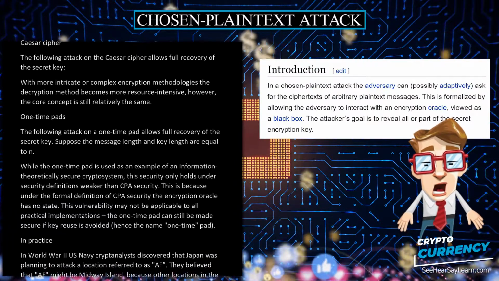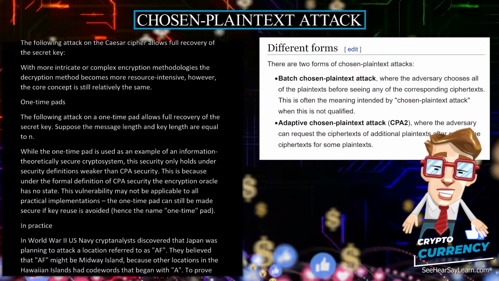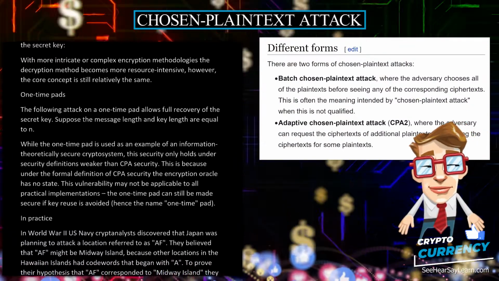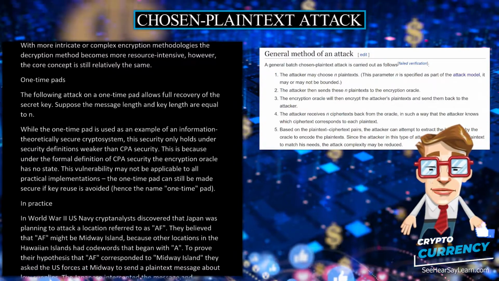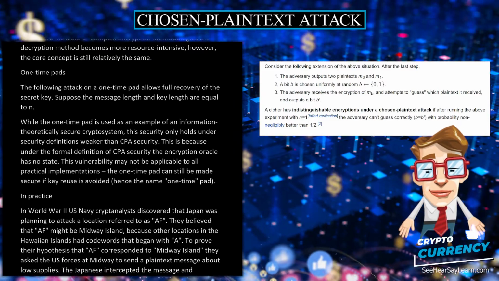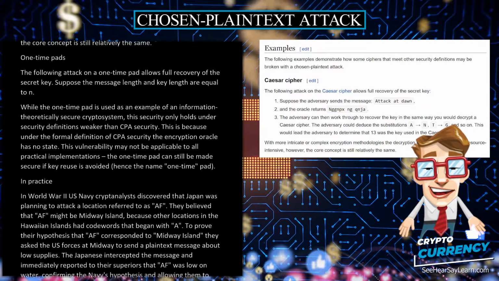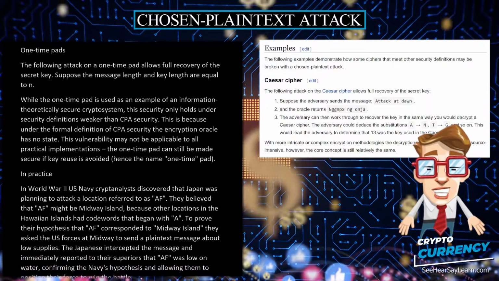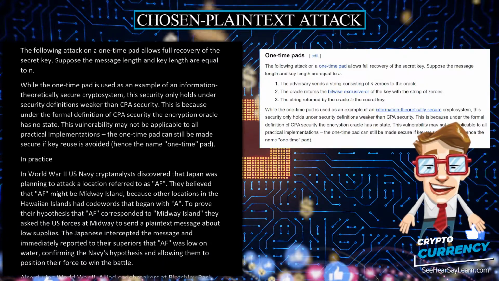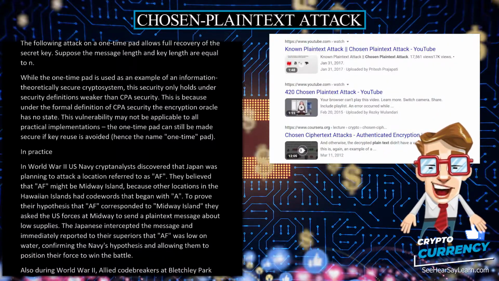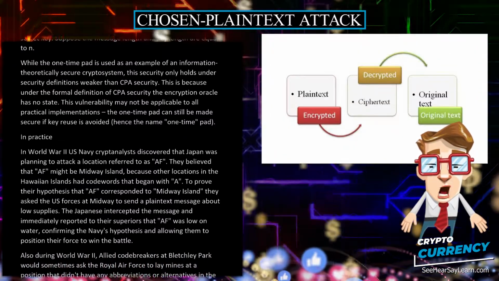In practice. In World War II, US Navy cryptanalysts discovered that Japan was planning to attack a location referred to as AF. They believed that AF might be Midway Island, because other locations in the Hawaiian Islands had code words that began with A. To prove their hypothesis that AF corresponded to Midway Island, they asked the US forces at Midway to send a plaintext message about low supplies. The Japanese intercepted the message and immediately reported to their superiors that AF was low on water, confirming the Navy's hypothesis and allowing them to position their force to win the battle.